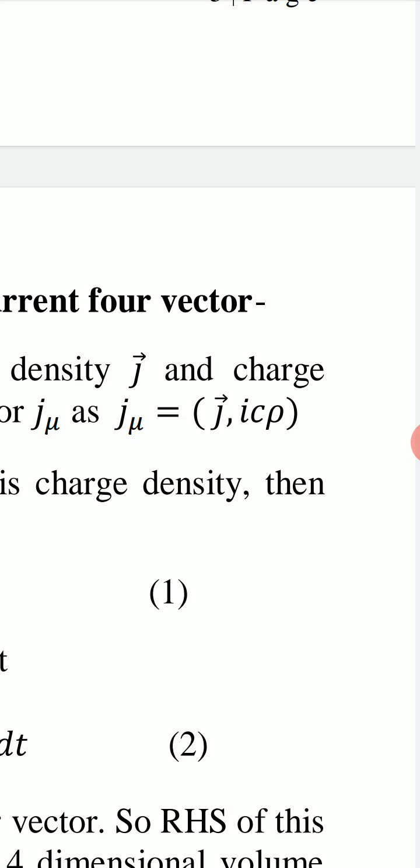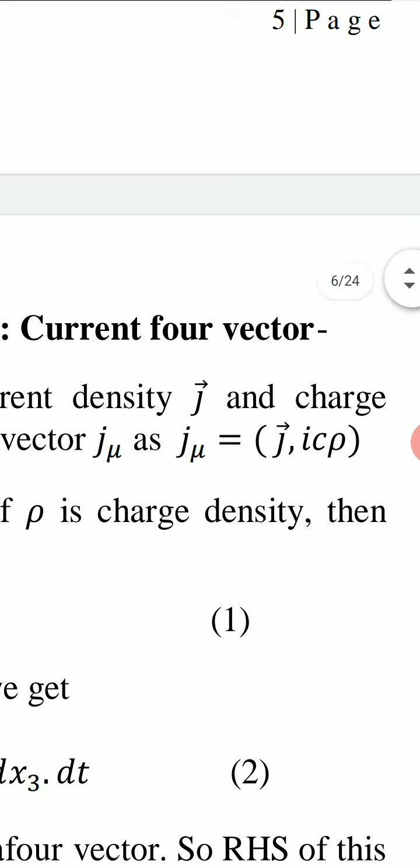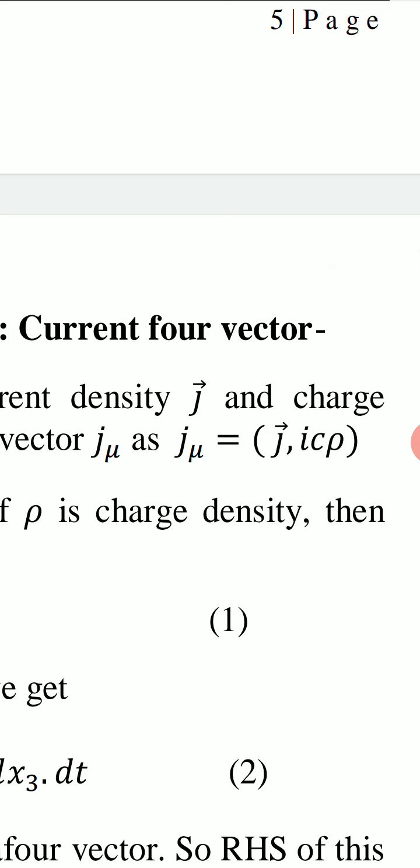There are 4 components of this current 4 vector. 3 components are components of the J vector, current density: Jx, Jy and Jz, and the 4th component is related with charge density rho, and the 4th component is iC rho. So 3 components of current density J vector and rho, charge density, multiplied by iC. These 4 components form a 4 vector that is known as the current 4 vector.